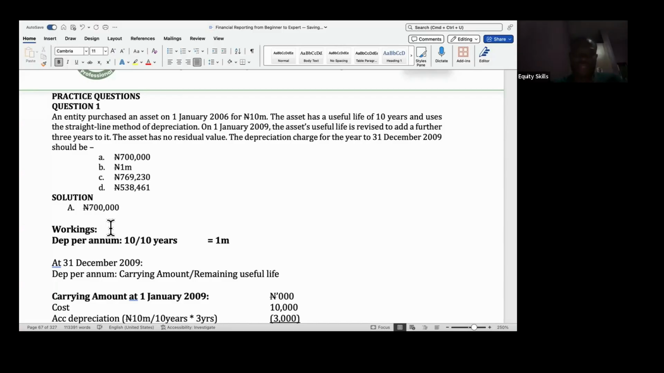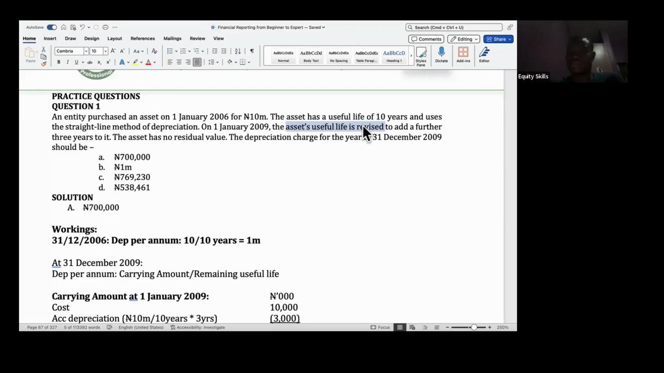Meaning that at the end of 2006, my depreciation is 1 million. At the end of 2007, my depreciation for that year will be 1 million. At the end of 2008, my depreciation will be 1 million. So 1 million per annum. And it should be like that for the next 10 years. However, in 2009, useful life was revised.